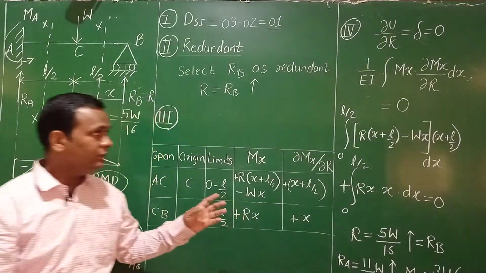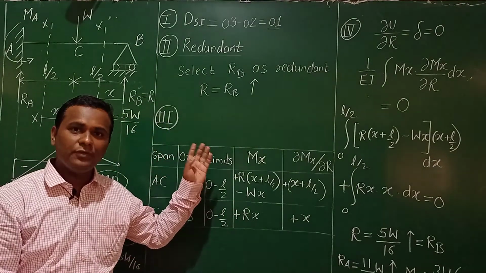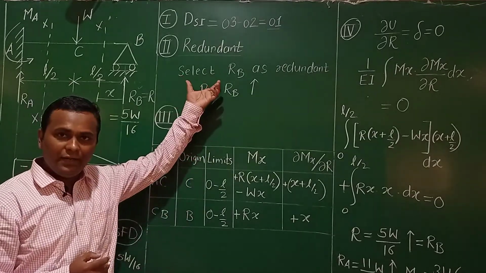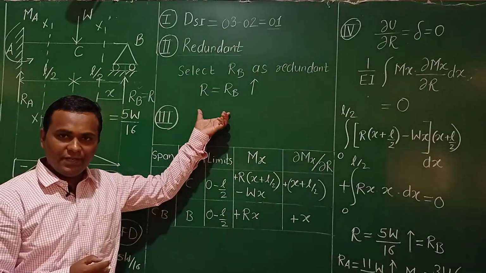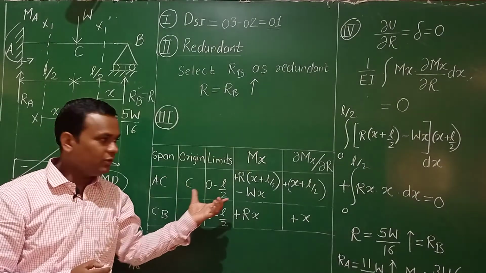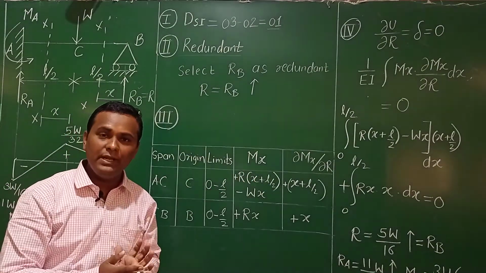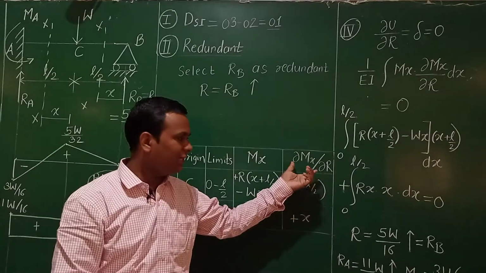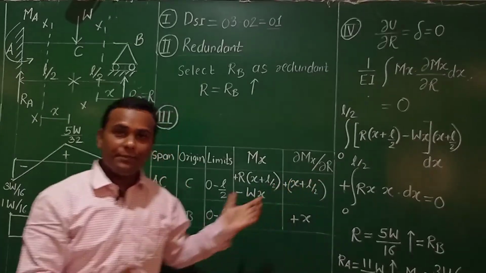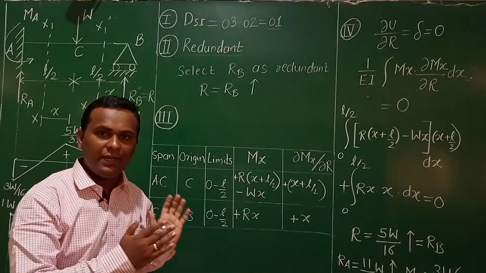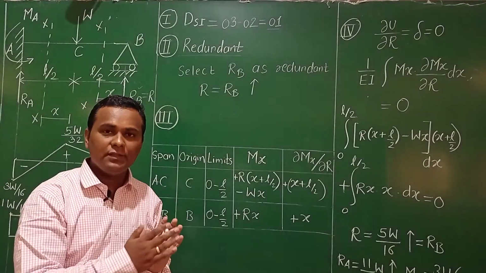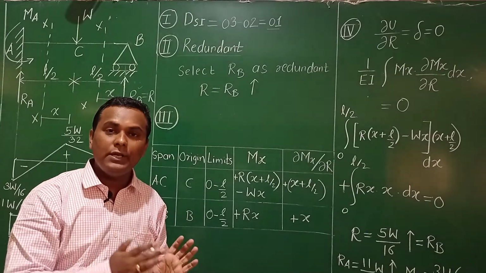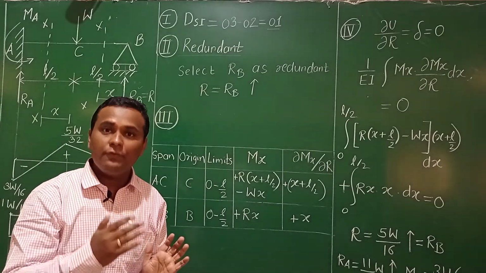And initially if we see, we have used the concept of strain energy. We have studied the concept of redundant. By using RB as a redundant, we can get the equation of Mx, that is the equation of bending moment at section XX. We can take its partial derivative, that is dMx by dR, considering two spans separately, span AC and span CB. If there is change in load, we need to select the span according to the given type of loading.